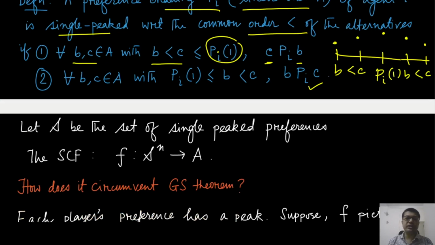And we are going to consider the social choice function that maps only this kind of preference profiles to the set of alternatives. So look at this S. This is now a strict subset, and therefore this social choice function is a domain restriction of the original social choice function. Now, since we have said that this is an interesting setting with many applications possibly, how does it circumvent the GS theorem?